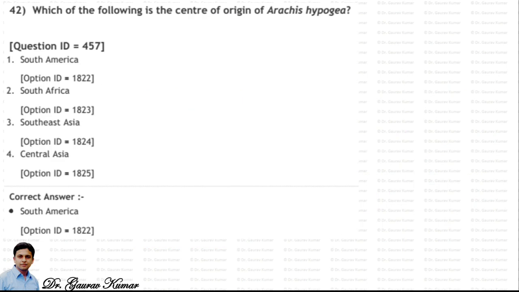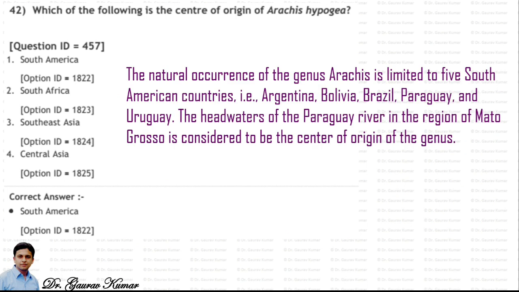Next question, which of the following is the center of origin of Arachis hypogaea? So the answer is South America. I'll just read out the details. The natural occurrence of the genus Arachis is limited to 5 South American countries. For example, Argentina, Bolivia, Brazil, Paraguay, and Uruguay. The headwaters of the Paraguay River in the region of Mato Grosso is considered to be the center of origin of this Arachis.